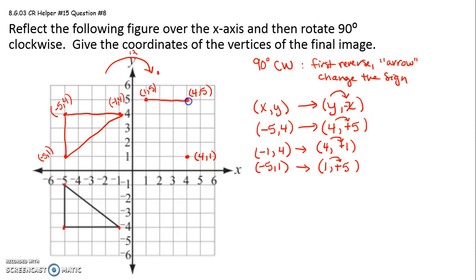And there you have it. This would be rotating it 90 degrees clockwise about the origin. If I took this point and I went down to the origin and then I popped it up over here, that's absolutely a 90-degree angle. That's 90 degrees clockwise about that origin.